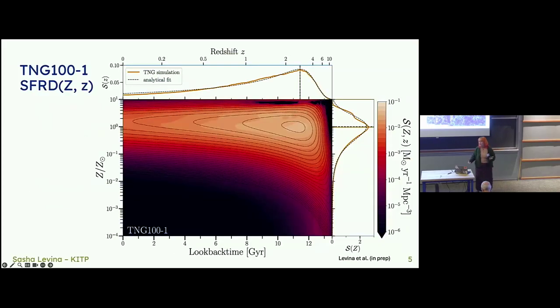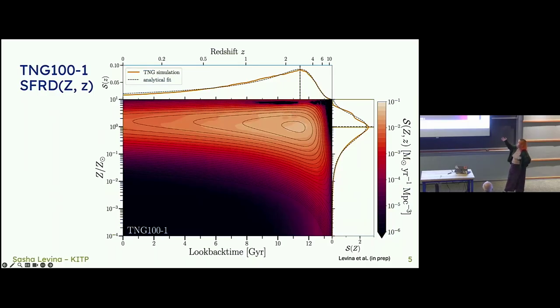So let's take a look at what one of those would look like. So this is for TNG100. It is the intermediate box size and volume. That's why that's the one I'm showing. And here in color, I show the SFRD of TNG100.